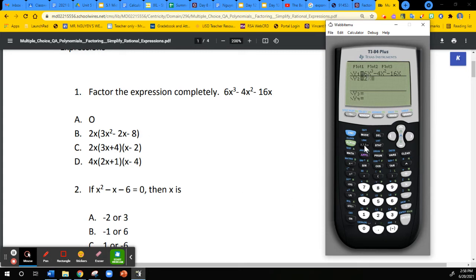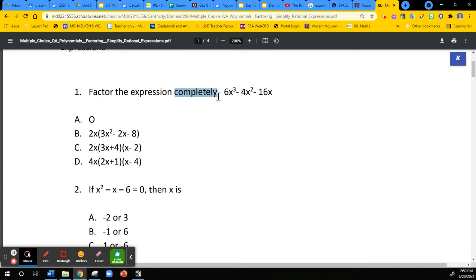I'm going to do 2x, close parentheses, 3x plus 4, close parentheses, and then x minus 2. X minus 2. Close parentheses, and then hit second graph to get to your table. Oh, look, the table is exactly the same again. So choice C and choice B are exactly the same. So if you were to pick the correct answer, choice C is better because it is factor completely, right? So choice C is the answer in this case, okay?